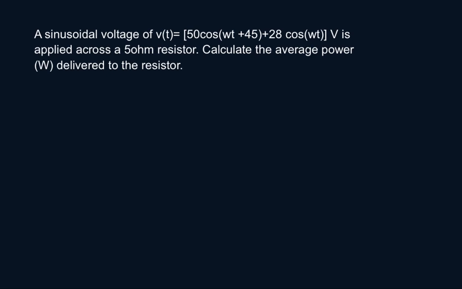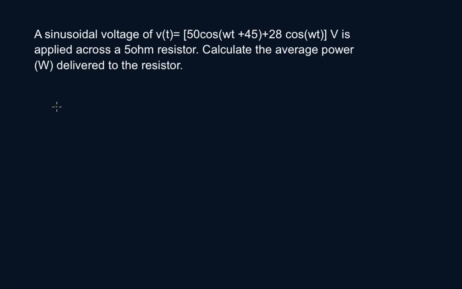We're given a sinusoidal voltage with a maximum voltage of 50 and then 28 as well. That's applied across a 5 ohm resistor, and the question is to calculate the average power. So first of all, what's the formula for average power in accordance with this particular problem? Because we are given here V and R, and there are different formulas for power, right?